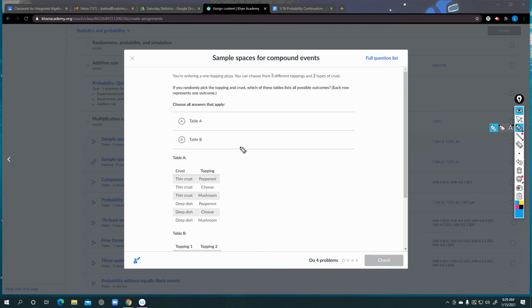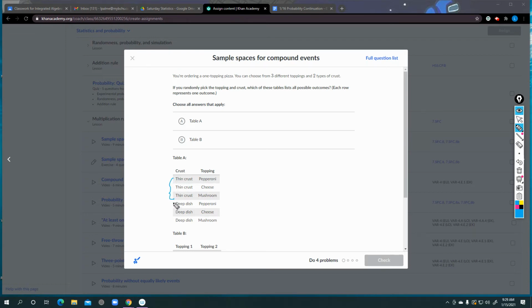So 2 types of crust. It looks like we have thin crust and deep dish. Those are your 2 types, and we have 3 different types of toppings: pepperoni, cheese, mushroom. Now notice with table A, we have each individual crust.